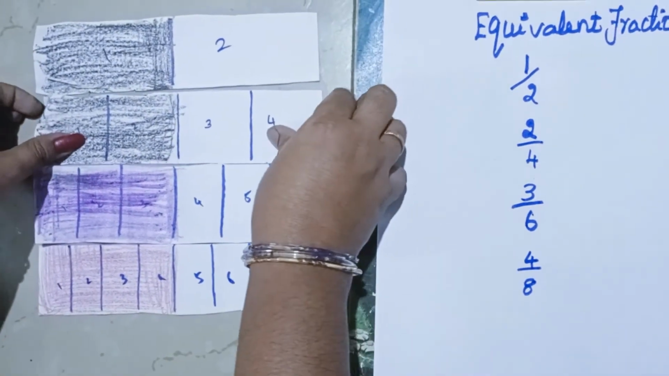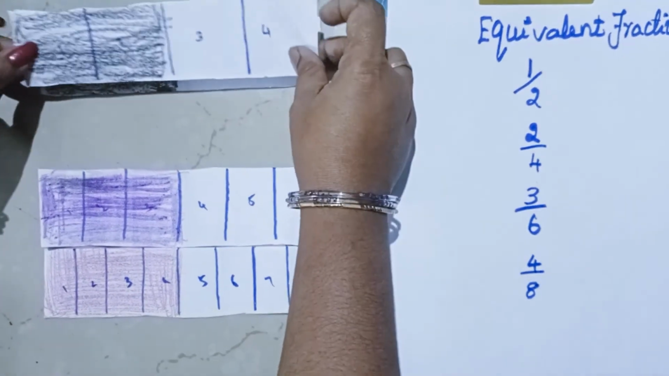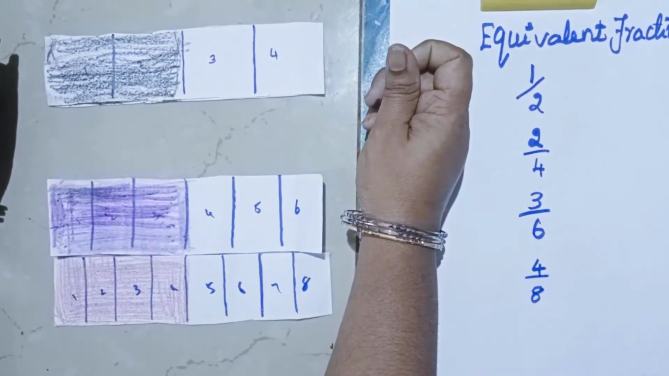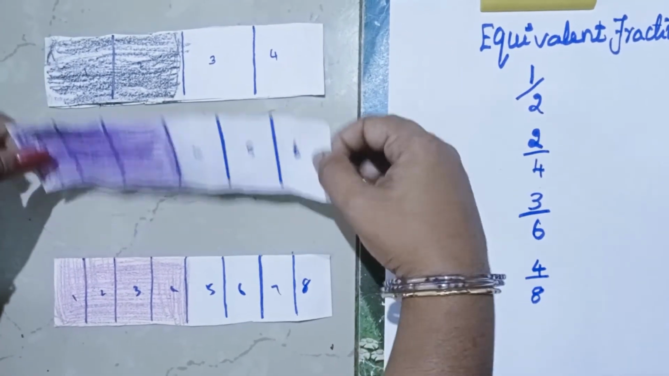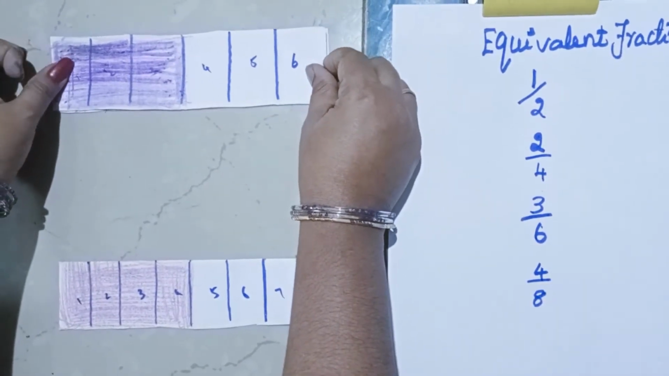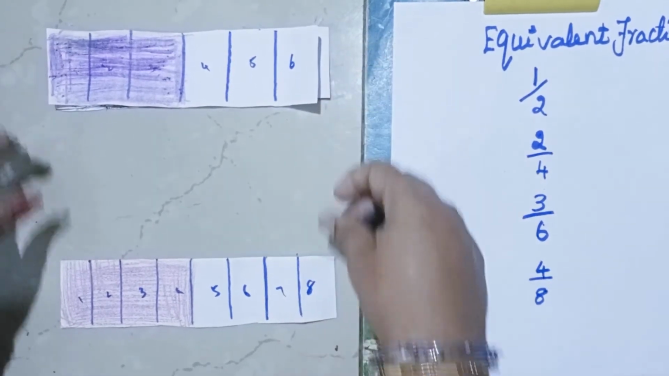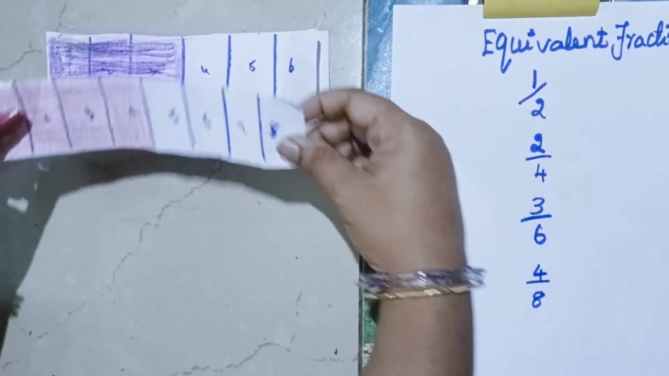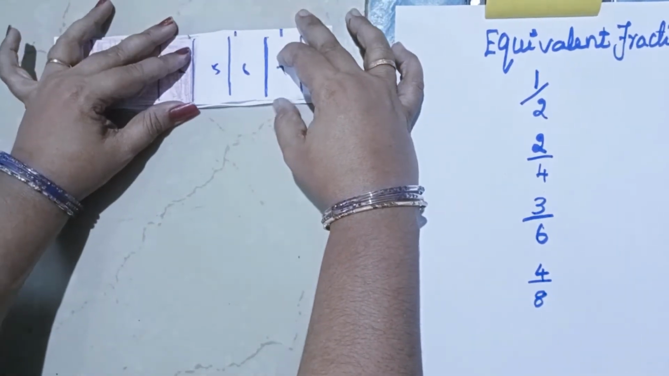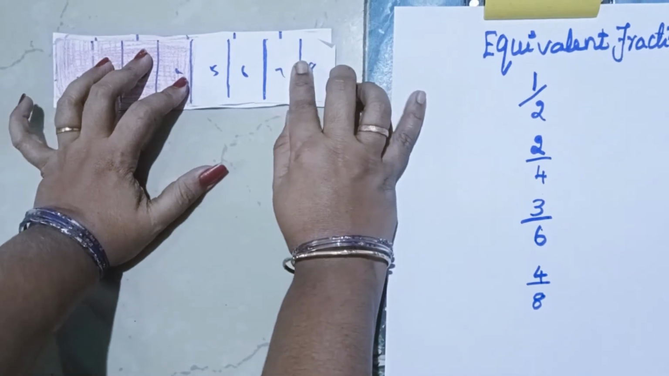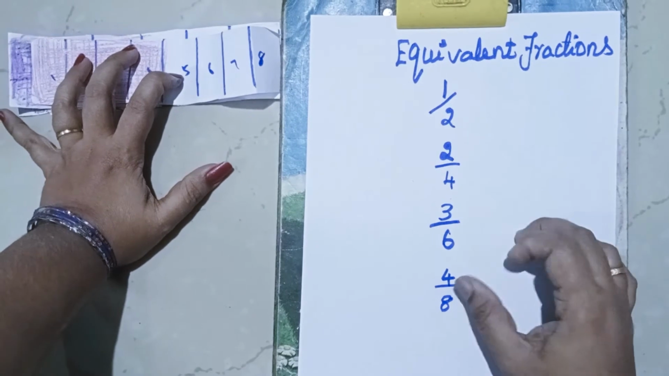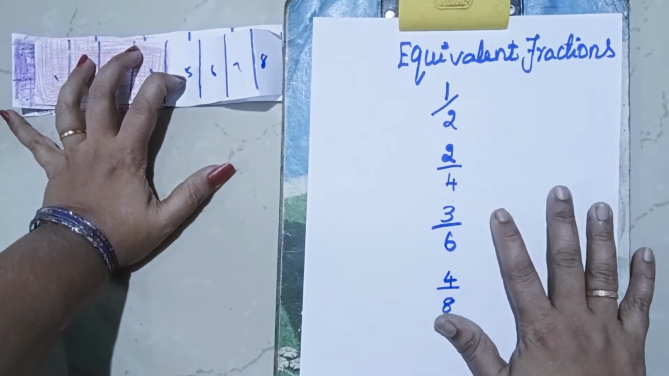Now I am going to compare this one to the first strip. Is it equal? Yes. Now I am going to compare the third step to this. Yes, this is also equal. Now I am going to compare the last one. Yes, this is also equal. So 1/2, 2/4, 3/6, 4/8, these are equivalent fractions.